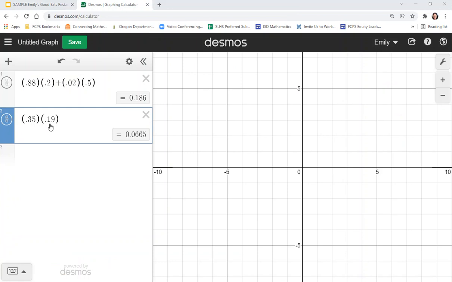All right, so when I multiply the probabilities, I get 0.0665 as the probability. That would be a 6.65% chance that a customer is getting both. And I do have to round that to the nearest person. So 7 customers are getting both.